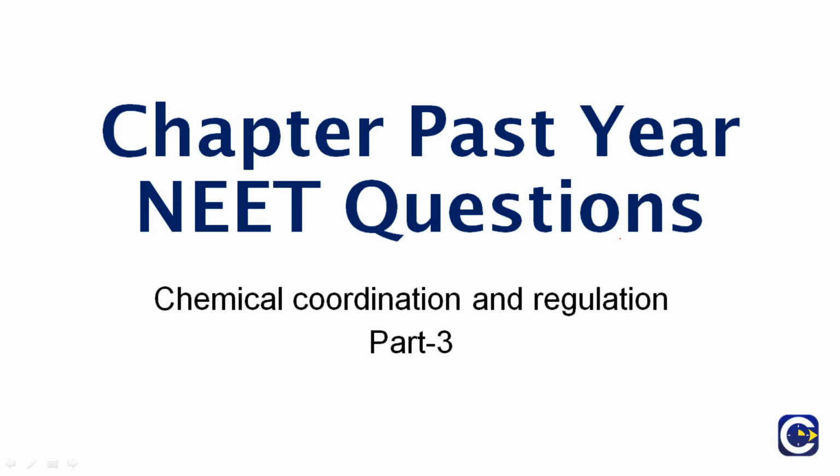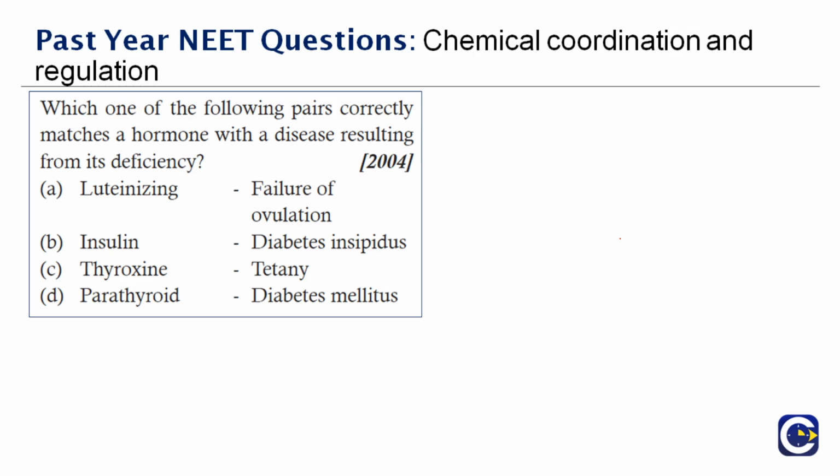Hi friends, today we are going to see the past year NEET questions for the chapter Chemical Coordination and Regulation. Today in this video we are going to cover part 3. So initially we have completed 2 parts. So kindly go through them so that this will help you in the continuity with the other parts as well. So let's begin with the first question, which was asked in the year 2004.